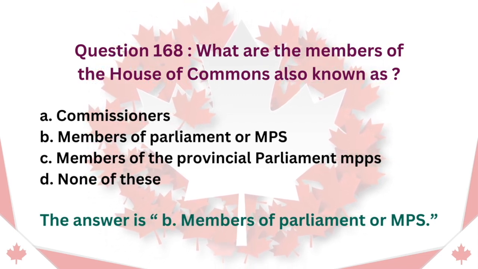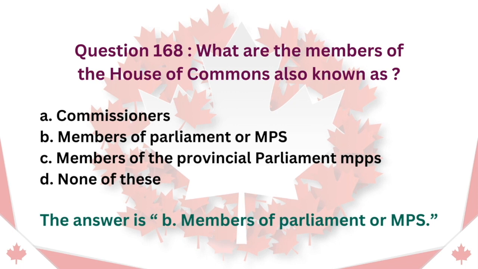Question 168. What are the members of the House of Commons also known as? A. Commissioners. B. Members of Parliament or MPs. C. Members of the Provincial Parliament, MPPs. D. None of these. The answer is B. Members of Parliament or MPs.